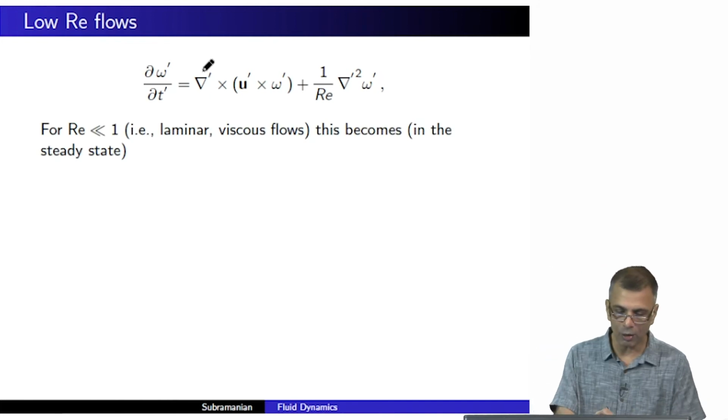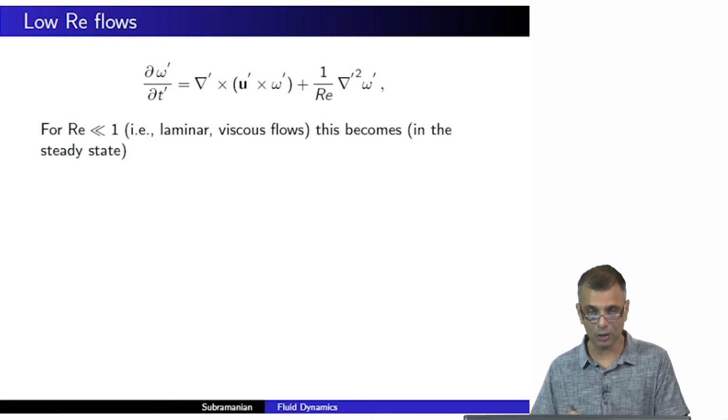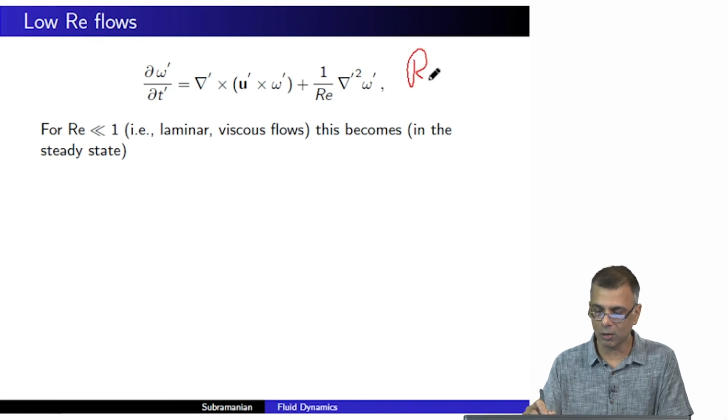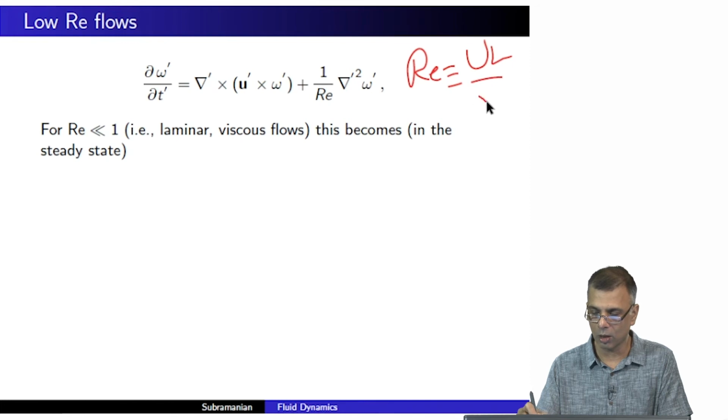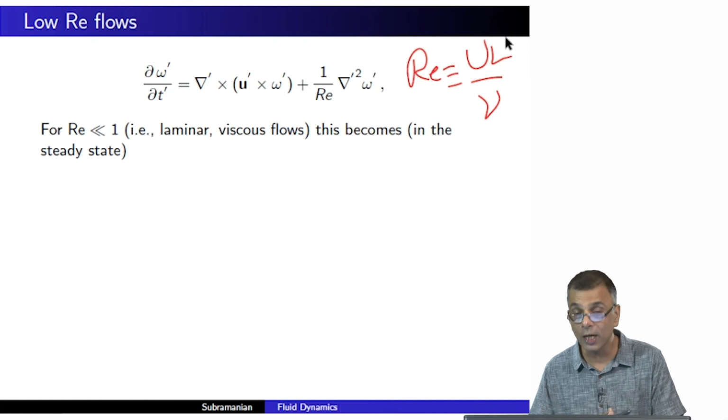And for a very low Reynolds number, this is much less than 1, right? Re is much less than 1, and this would generally describe a situation with high viscosity. Why is that? Because the Reynolds number is UL over nu. So if the Reynolds number is very low, that means nu is high in comparison to what? In comparison to the product of U and L, right? And so this would describe a relatively viscous flow, say the flow of honey, for instance.